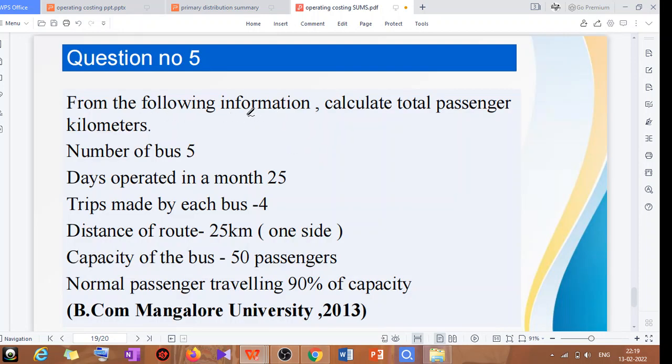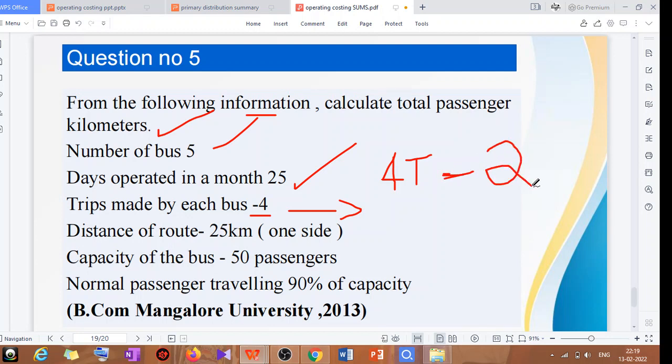From the following information, calculate total passenger kilometer. Number of buses 5, days operated in a month is 25, trips made by each bus 4. Now you should tell me, they have given 4 trips. If 4 trips, how many round trips? 4 trips is equal to 2 round trips. Clear? 4 trips means 2 round trips.